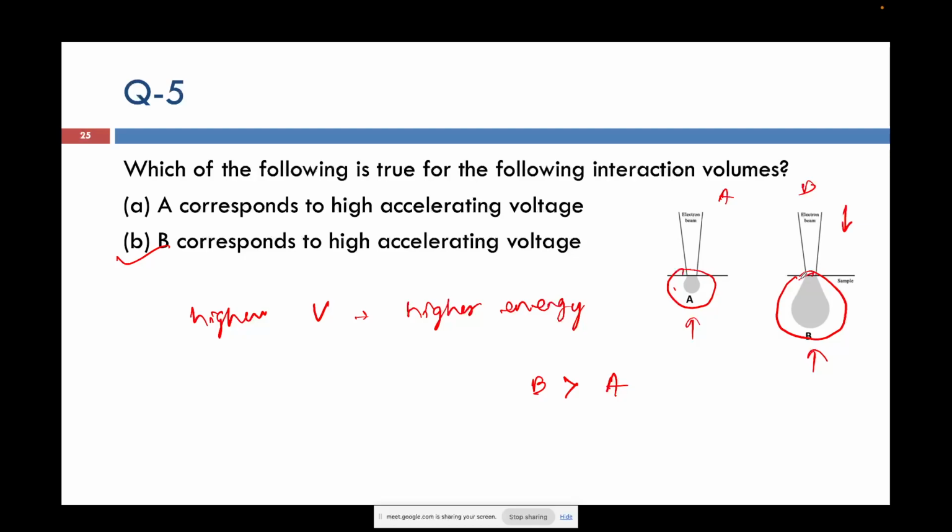Since we are seeing the images of our material in a reflectance mode, scanning the material, we want an optimum balance of accelerating voltage, resolution and aberrations. So B corresponds to high accelerating voltage.